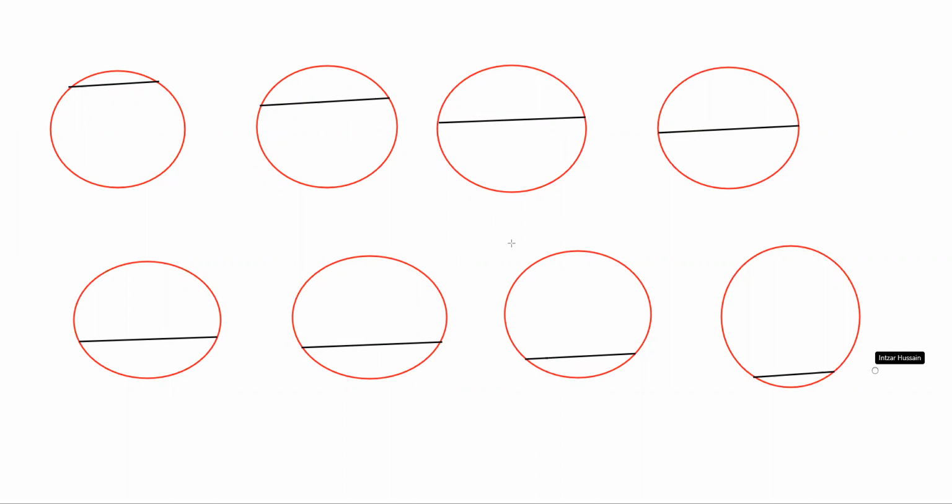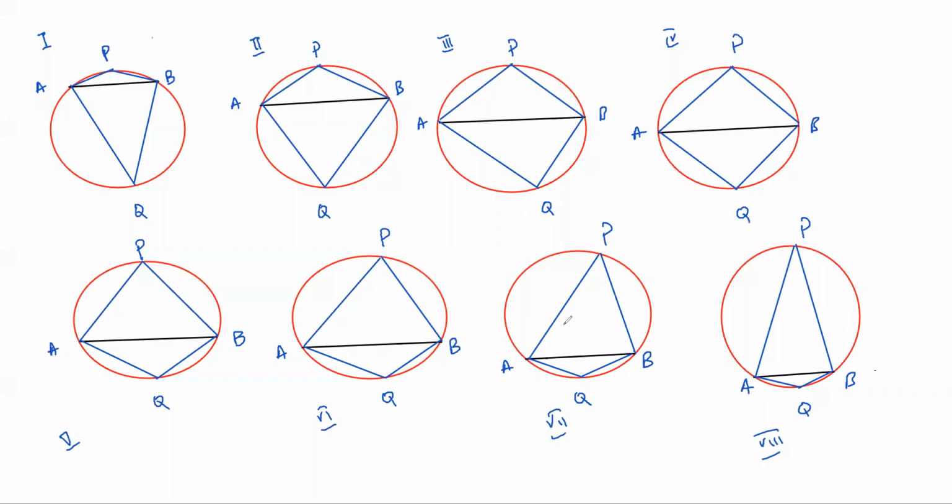I have drawn some chords into these circles, and now I'm just going to use these circles and draw some more lines here. Give me a minute. Okay, I have completed the diagrams. Now we have eight circles, and all these circles have equal radius. I am using the same points A, P, B, Q in all these eight circles because I have to discuss something over here.